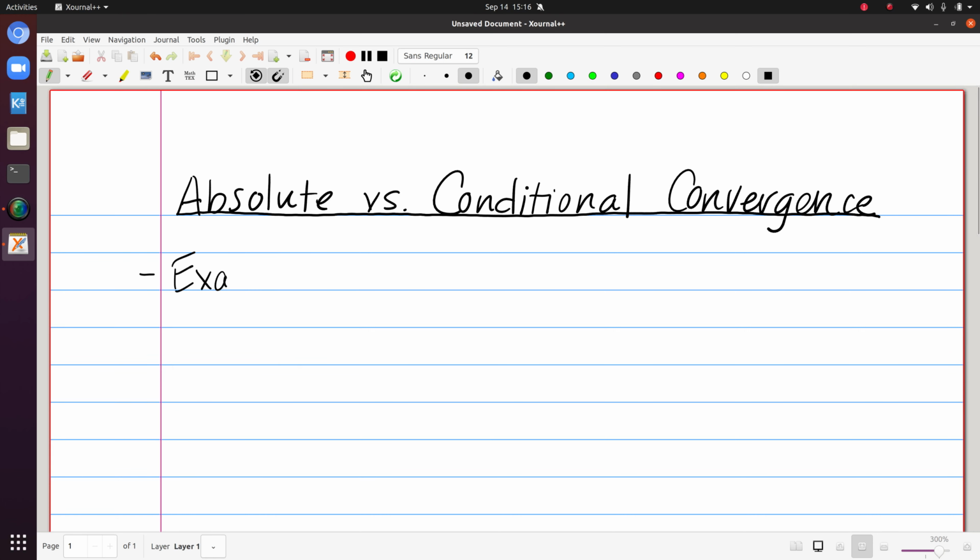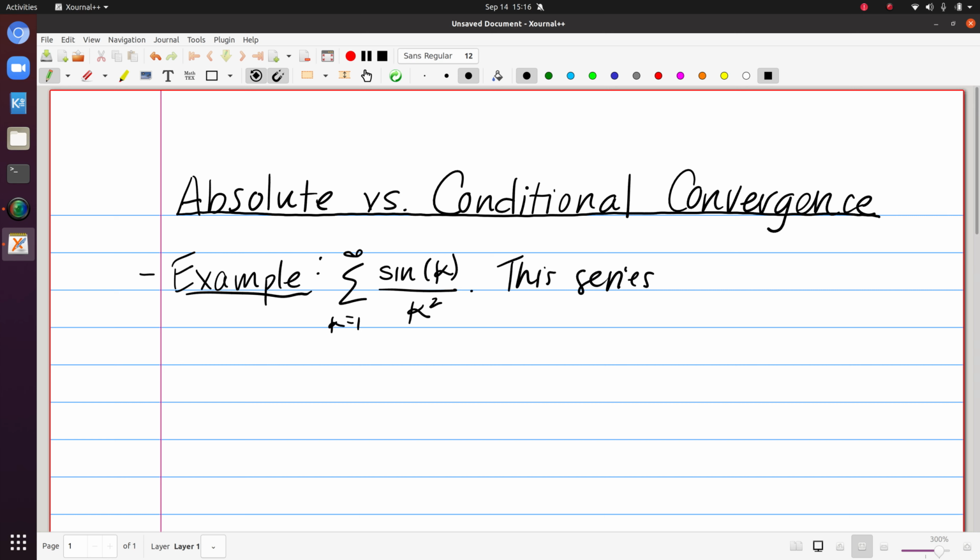Consider a series like the following. I have the sum from k equals 1 to infinity of the sine of k divided by k squared. The key thing I want to point out here is that this series has negative terms, and it also has positive terms. But importantly, it's not an alternating series.